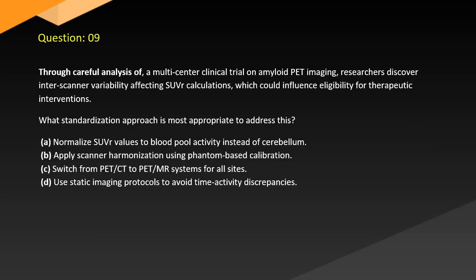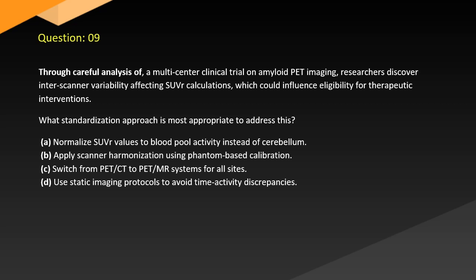Question 9. Through careful analysis of a multi-center clinical trial on amyloid PET imaging, researchers discover inter-scanner variability affecting SUVR calculations, which could influence eligibility for therapeutic interventions. What standardization approach is most appropriate to address this?